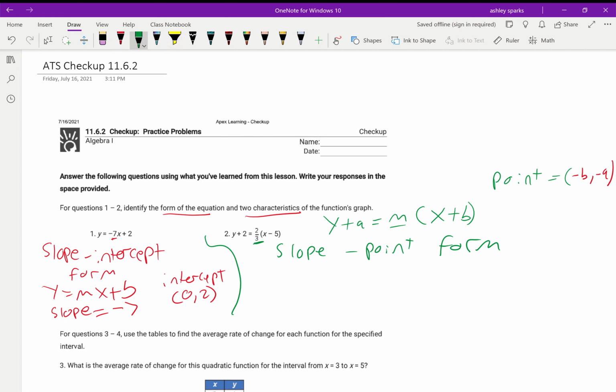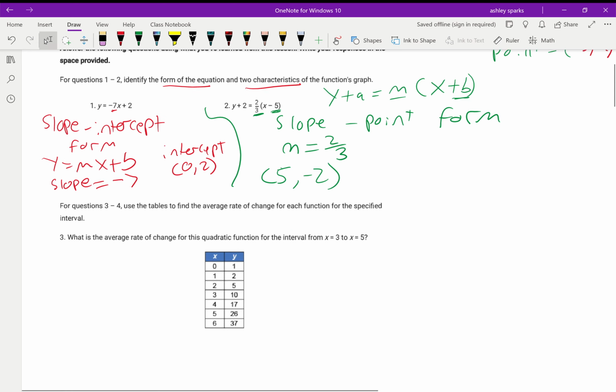So how would that look in this problem? Well, slope is m, so m is 2/3. And my point here, I take my b, which is right next to my x, and I'm going to change the sign. So that'd be 5, comma, -2. Okay? So those are two different forms for linear problems.